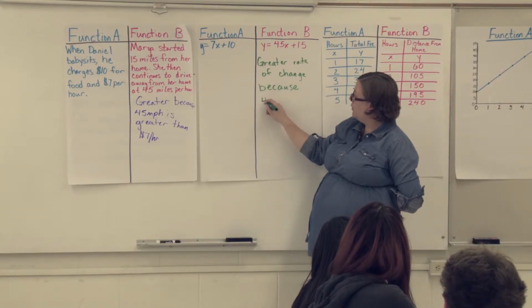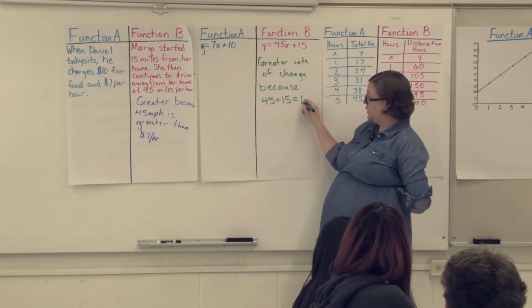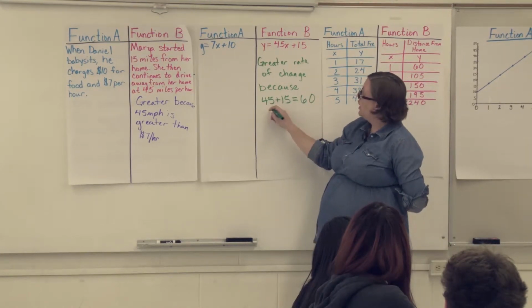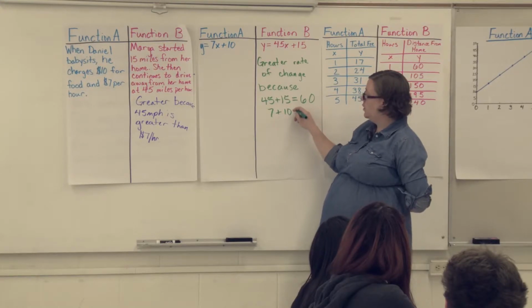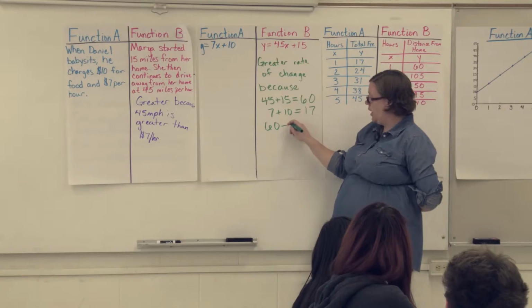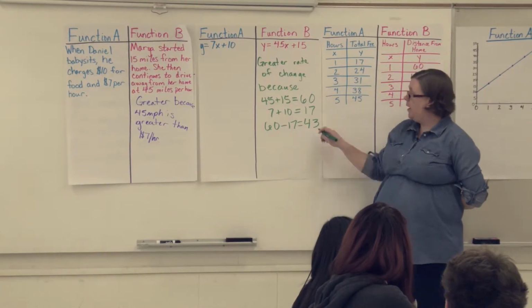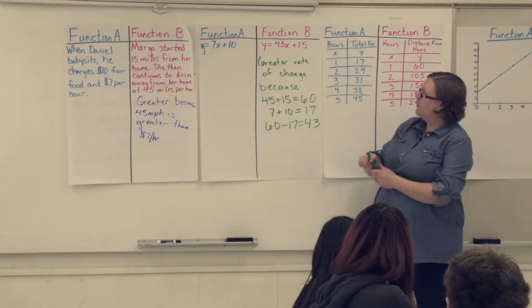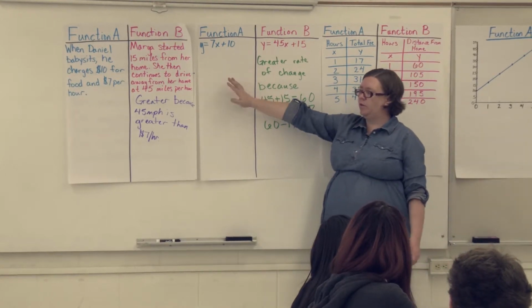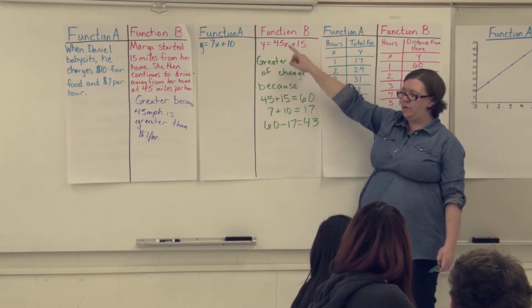So you said 45 plus 15 equals 60. And then you said 7 plus 10 equals 17. And then 60 minus 17 equals 43. Okay? So this 43 is the difference between how many hours? How many hours would that have to be for babysitting versus driving? What would X have to be for that to work?